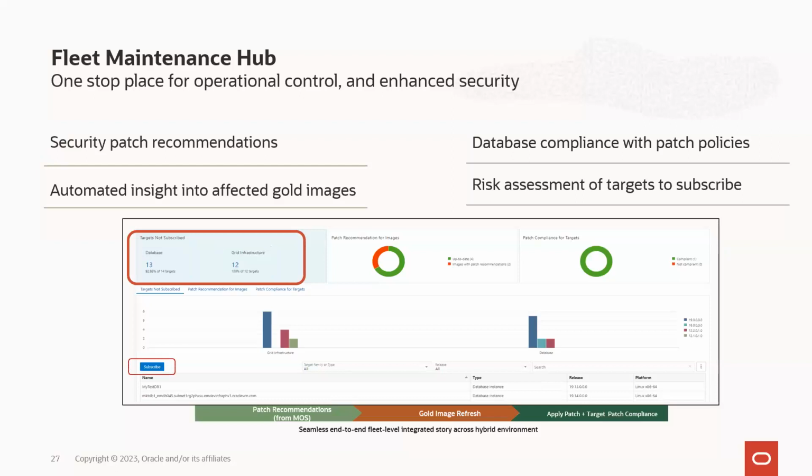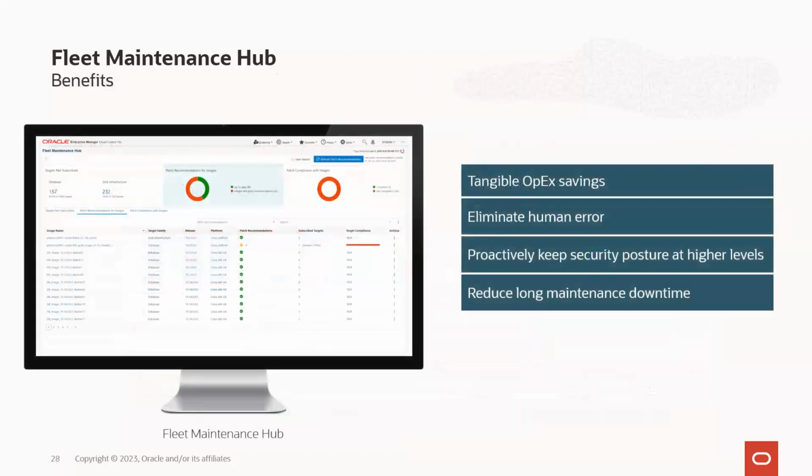With this brand new fleet maintenance hub, you can subscribe all targets to gold images and reduce the overall risk of breaches. Get insight into recommended security patches, refresh gold images, and apply those to subscribed targets to enhance your security posture. And make sure your targets are always compliant with your patch policies. With Fleet Maintenance Hub, you as an administrator will get one-stop place for insight into vulnerabilities, workflow to refresh and apply patches, giving you tangible savings in your day-to-day operational activities, eliminating any potential human error, and most importantly, keeping your patch levels compliant with your policies.